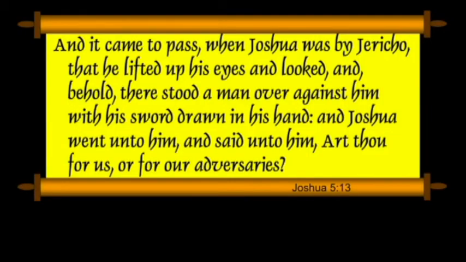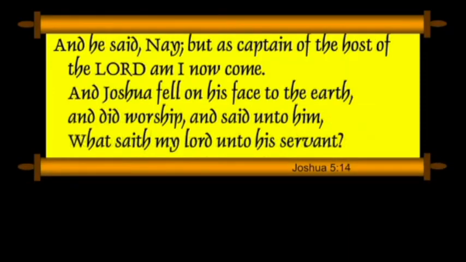"And Joshua went unto him and said, Art thou for us or for our adversaries?" He's challenging the stranger like a sentry would, right? Notice what happened. "And he said, Nay, but as captain of the host of the Lord am I now come." And what does Joshua do? "He fell on his face to the earth and did worship and said unto him, What saith my Lord unto his servant?" Joshua realized that this is not an angel. It's something far more than that.